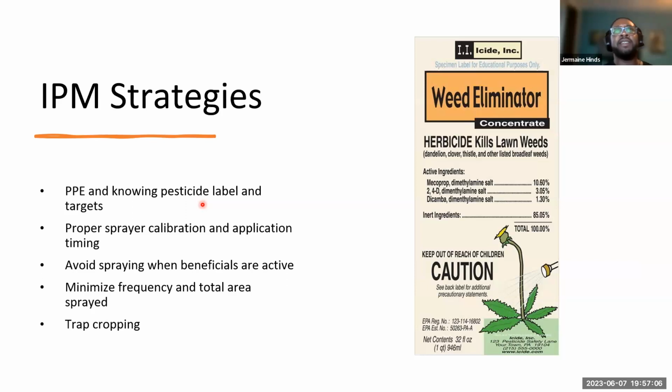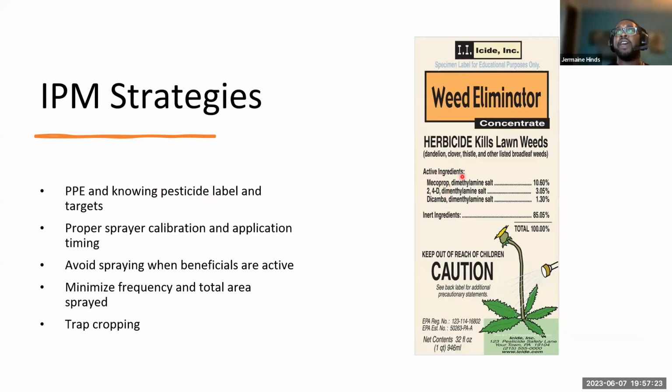Some IPM strategies around using chemical controls. Using your personal protective equipment is a must. We just said that a lot of these chemicals can have negative impacts on humans, so you definitely want to be protected out there.